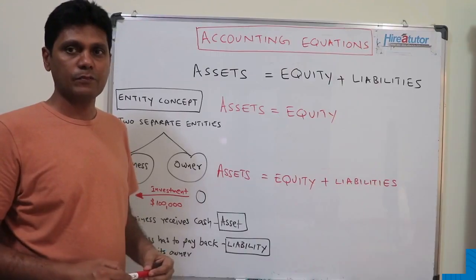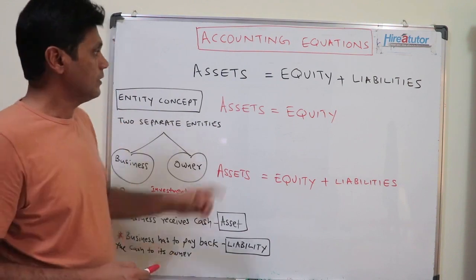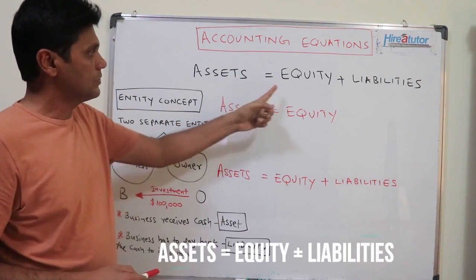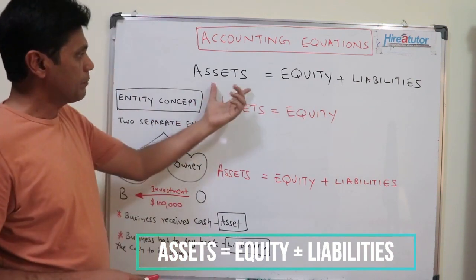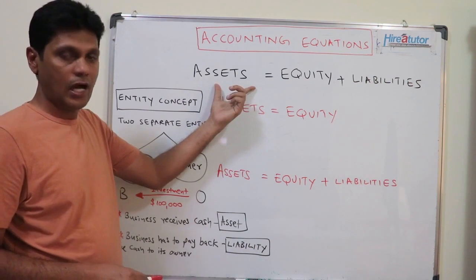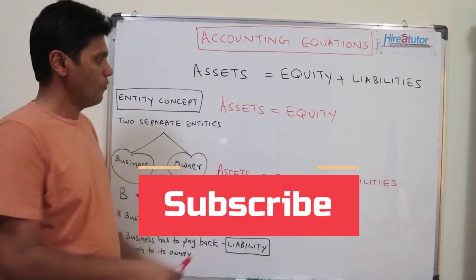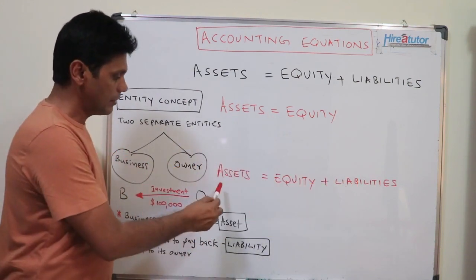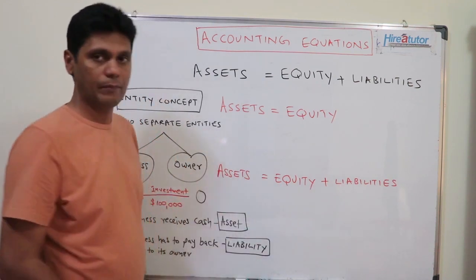Today I am going to discuss the accounting equation and its formation. Let's look at the main equation: assets equals equity plus liabilities. In order to explain the main equation, I will break it down into two parts. The first is assets equals equity, and the second part is assets equals equity plus liabilities.